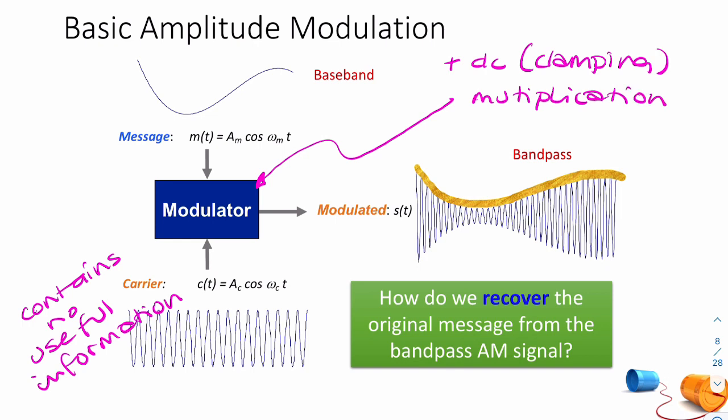And that's how we end up with this AM signal with our message encoded into this amplitude. So the question we want to answer today is, how do we recover this low frequency envelope from this high frequency message, or high frequency bandpass signal? This process of recovery is called demodulation.